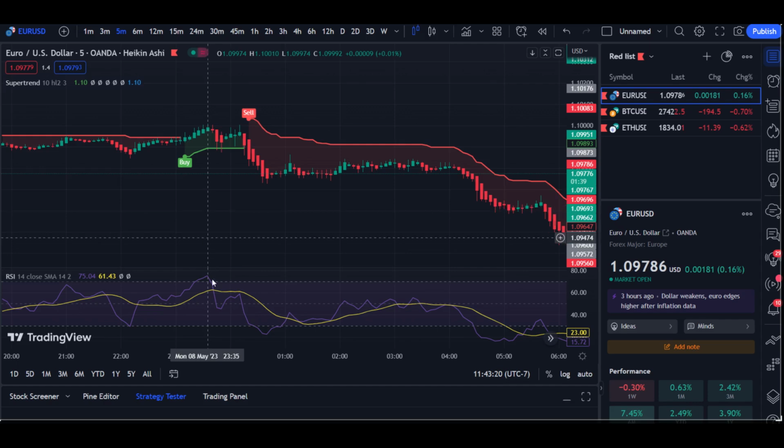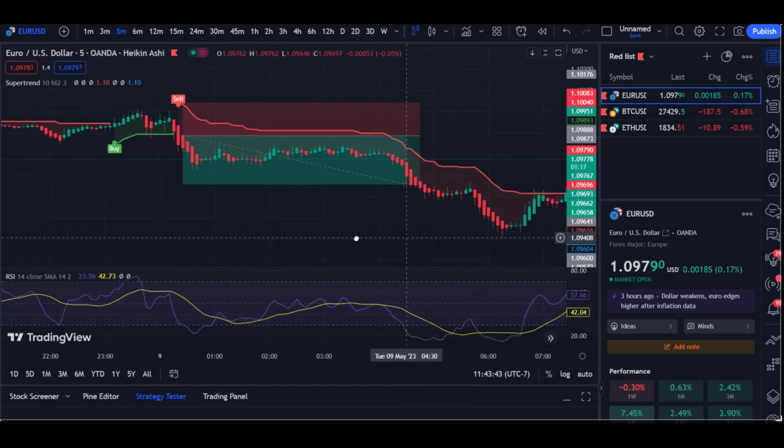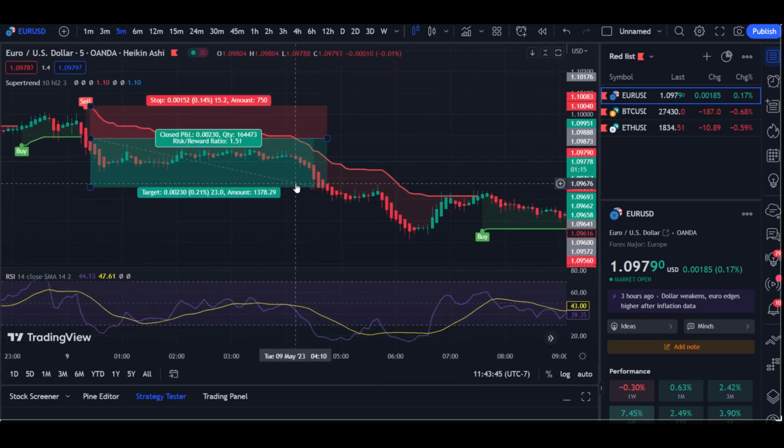Alright, so now for our first short position. What we're going to wait for is for the RSI to be in the overbought territory, so it needs to be 70 or above. Then we're going to wait for the sell signal to appear. Once these conditions have been met, we can take our short position, put the stop loss right above the red line, and we can see with the 1.5 risk reward ratio, we have another profitable trade.